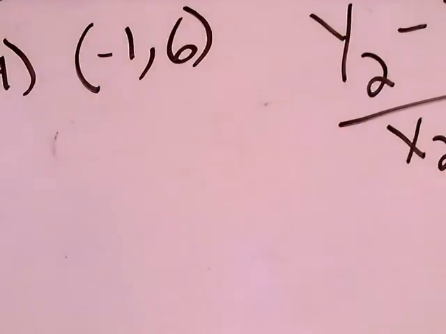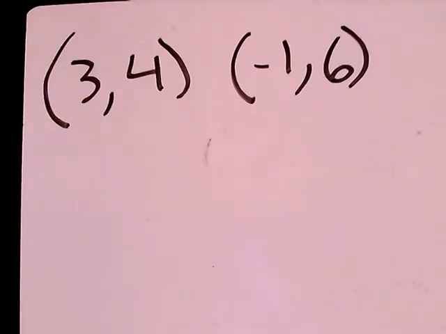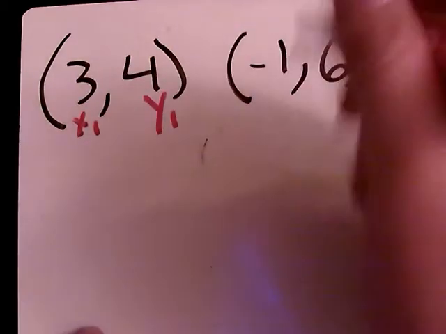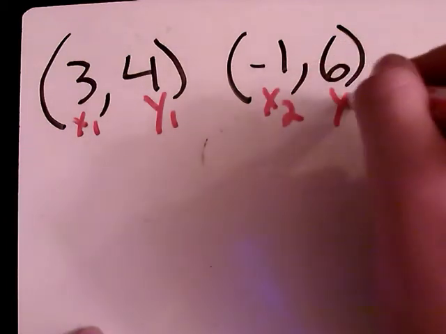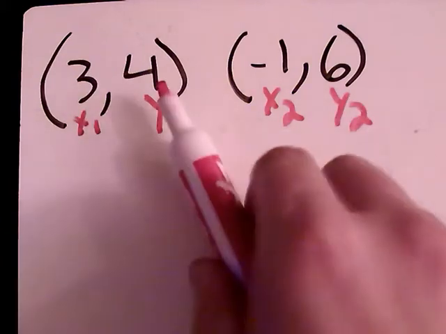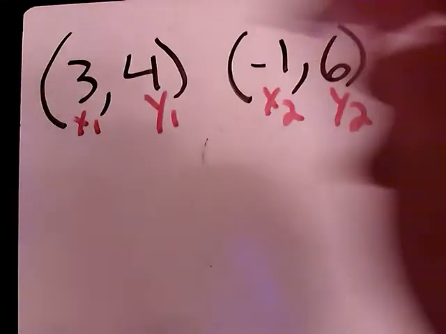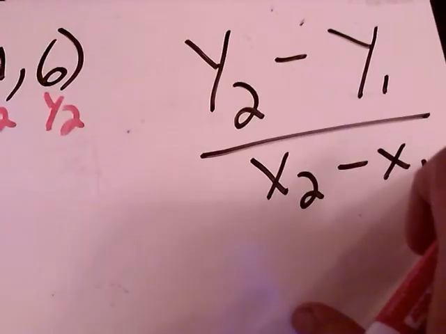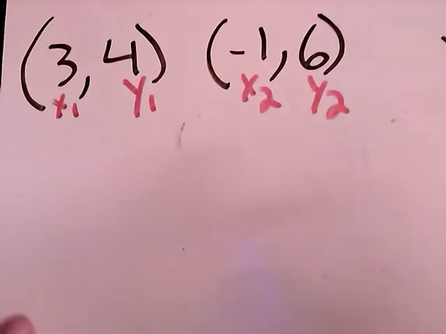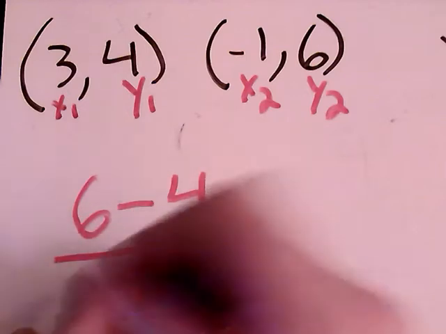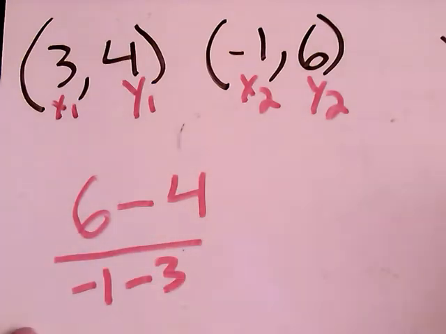So the first example: 3, 4, and negative 1, 6. Now if you want to, we'll label them. This is x1, y1, x2, y2. And it does not matter if you put x1 and y1 over here, and then x2 and y2. If you want to do the arrows that we talked about in class, you can do that as well. So follow the formula. Plug in the numbers in the correct location. You get 6 minus 4 over negative 1 minus 3.